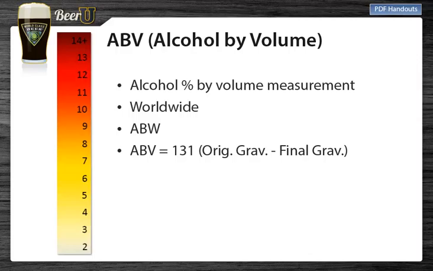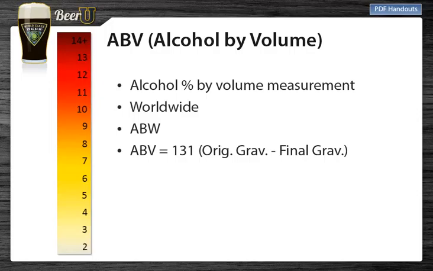Because alcohol is lighter in weight than water, this makes the ABV measurement different than simply measuring the weight of alcohol in a beer. And because of this difference in weight, ABV will always be higher than ABW, or alcohol by weight. For example, a 5% ABV beer is about 4% ABW, or alcohol by weight.